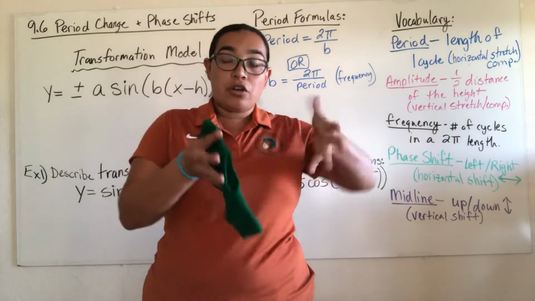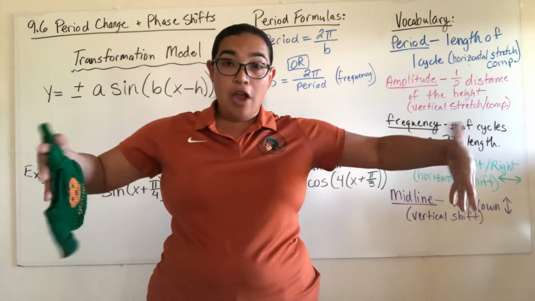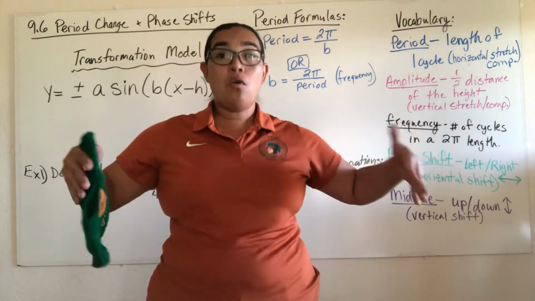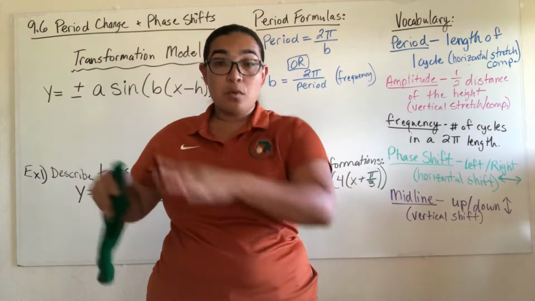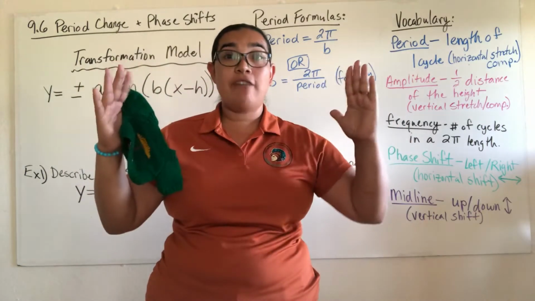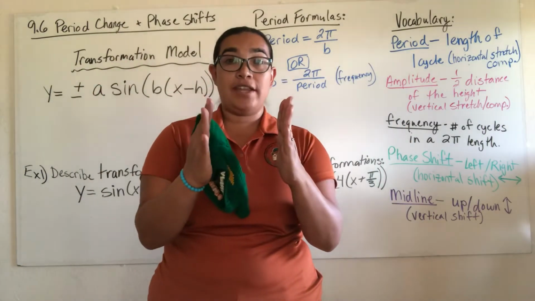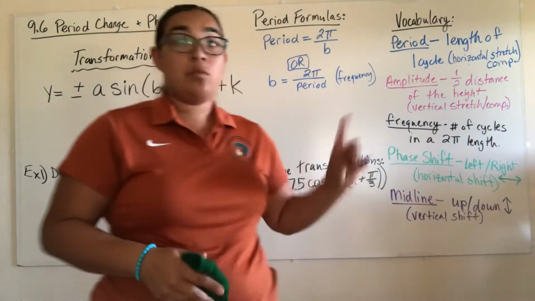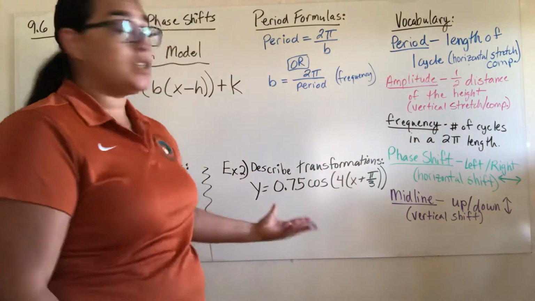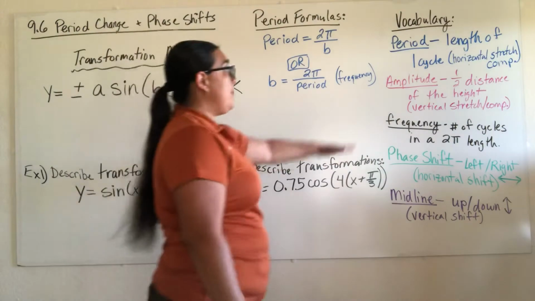It's causing your wave function to either stretch out and get longer waves, with fewer cycles in a wave, or it's compressing it and making you have more cycles in your wavelength. So that's exactly what's happening with your period change. Horizontal stretch or compression.